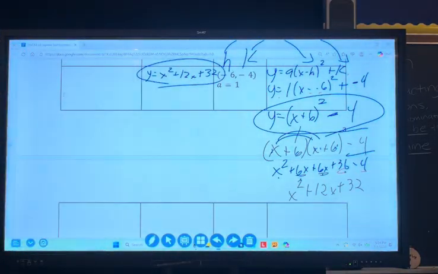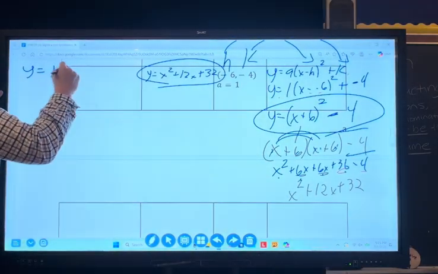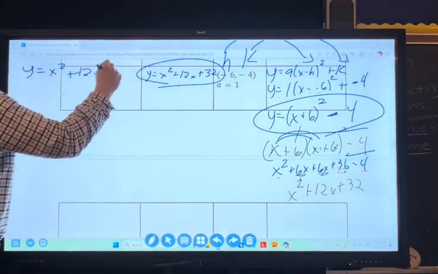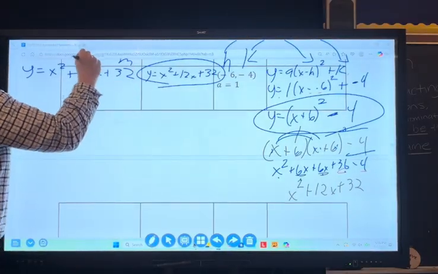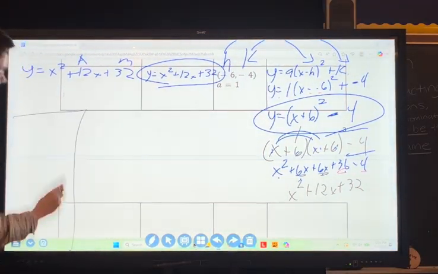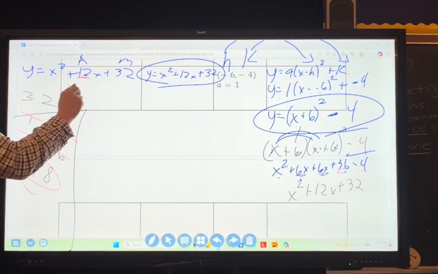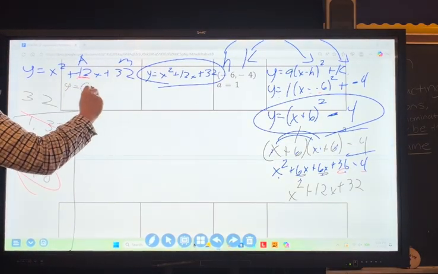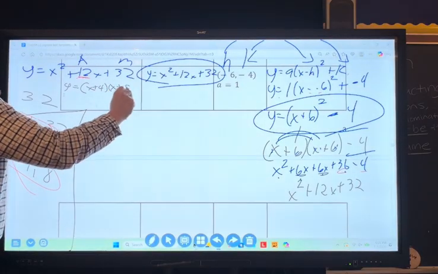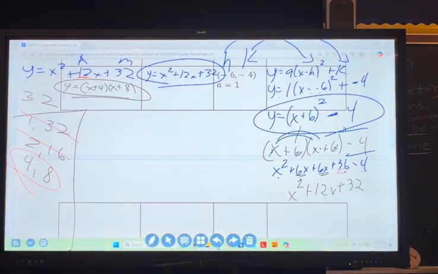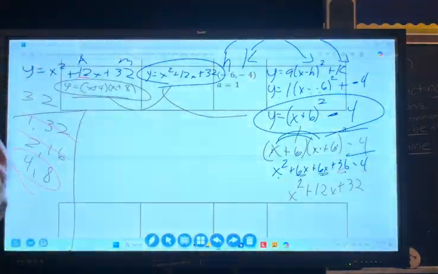Now I want it in factored form. I have to think what two numbers multiply to 32, add to 12. Well, what multiplies to 32? I know 1 and 32, 2 and 16, 4 and 8, and I think that's it. So I look which one gets me 12. No, no, yes. Y equals (x plus 4)(x plus 8). These three things are three ways to say the exact same thing. Cool.